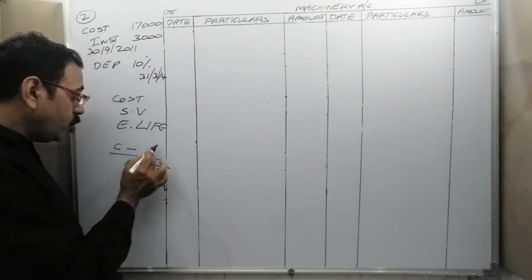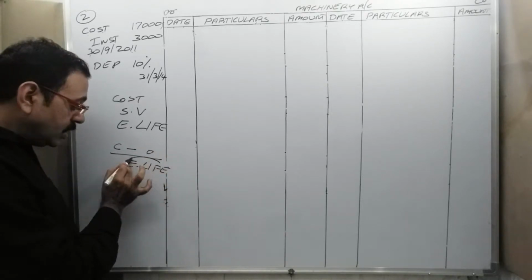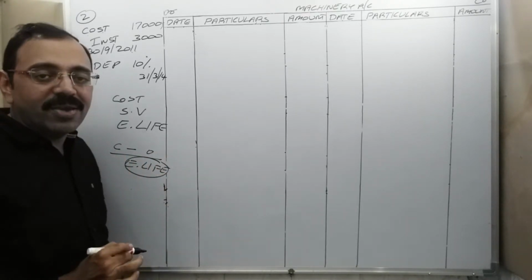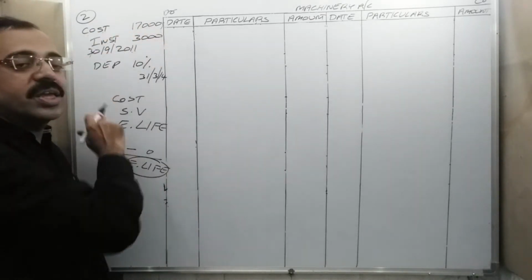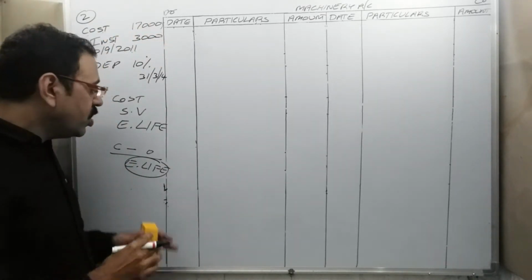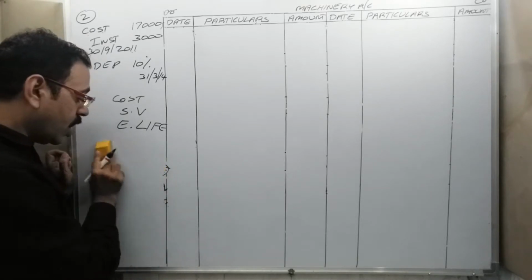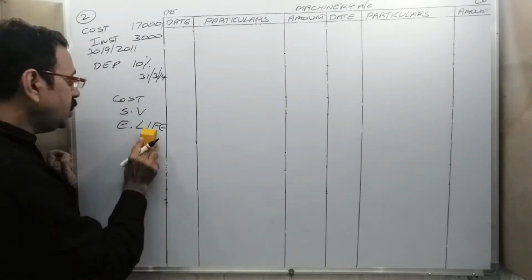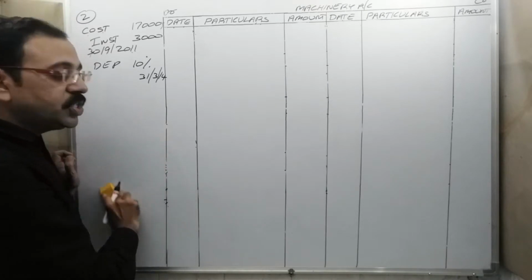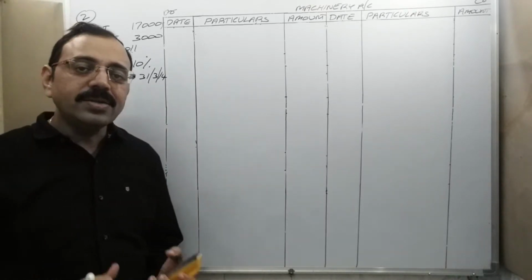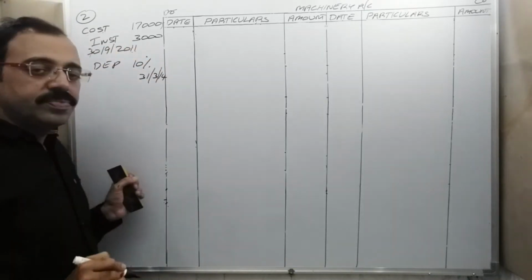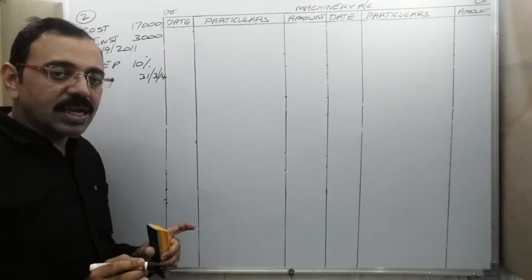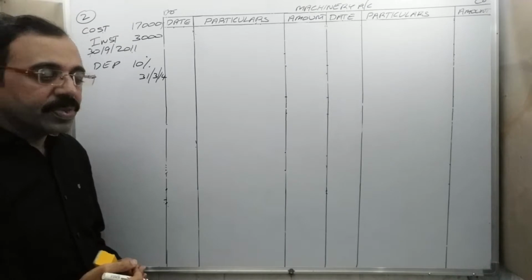But to use this formula, compulsorily we need estimated life. But in this problem, estimated life is not given. Therefore, we cannot use this formula. This is the first new point. And second new point is, installation charges are given. What is meant by installation charges? I will explain in this problem.